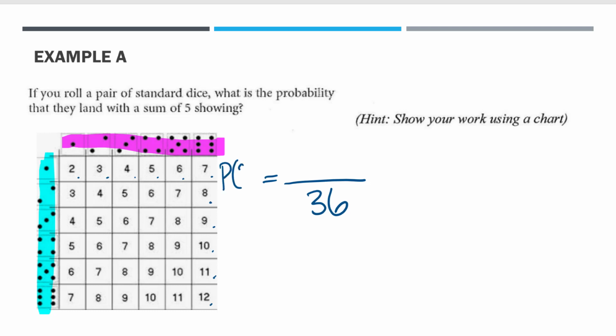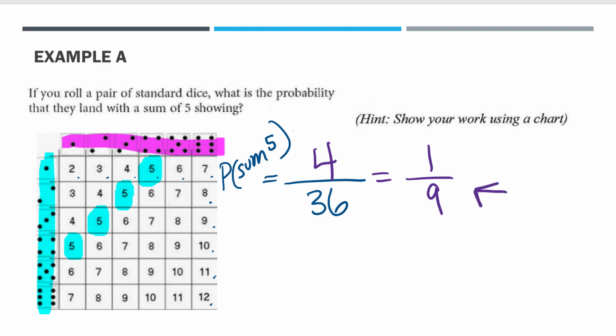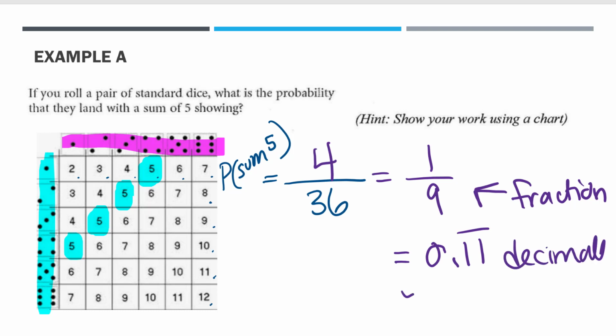So we have probability that the sum is 5. Now, how many different ways can that sum be 5? It could be any of these combinations when rolling the die. So it looks like there are 4 different ways. Then we simplify that and we get 1 over 9. So this would be our fraction. We put that into our calculator, we get 0.11 repeating, and that's our decimal, which is the same as 11.1%.